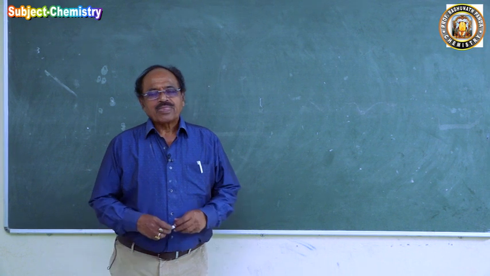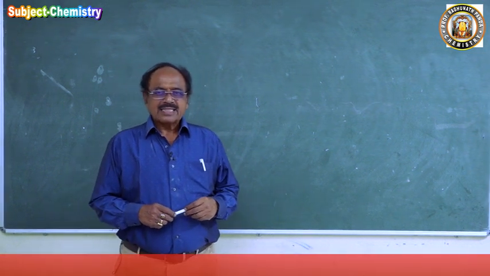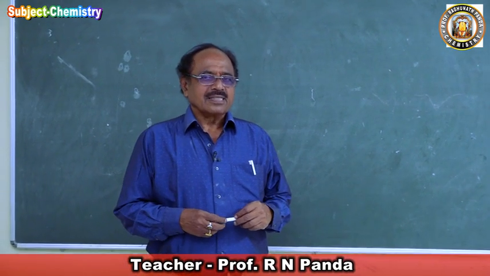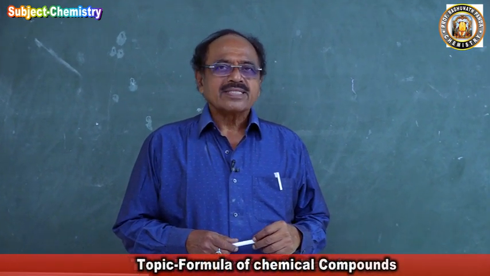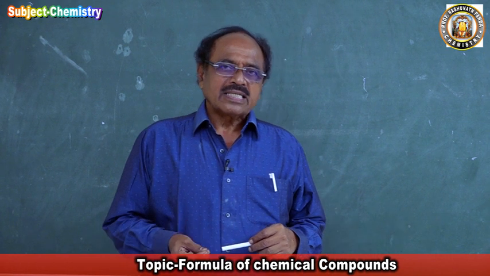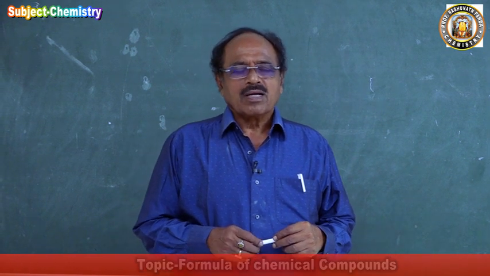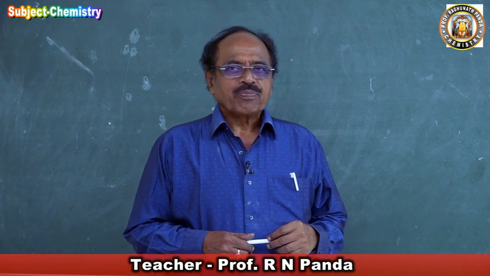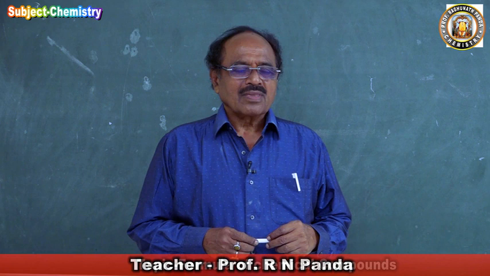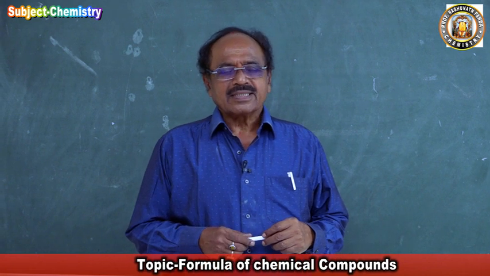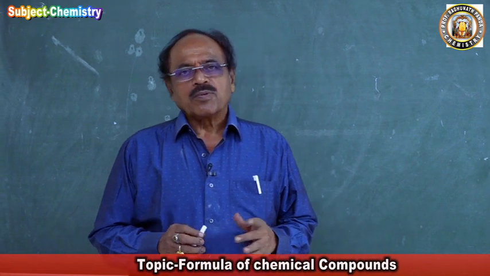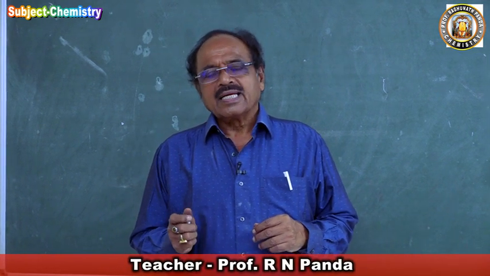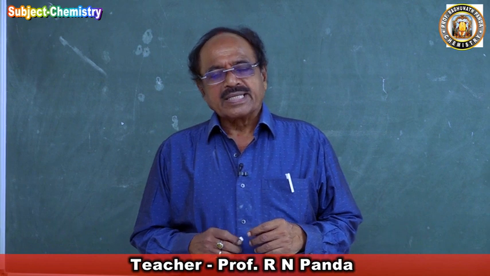Dear students, last class I discussed with you the acid radicals, which I call oxy anions. What is an oxy anion? When an element combined with oxygen forms an electronegative radical, it is called an oxy anion. They are otherwise called acid radicals, and we discussed that oxy anions are compound electronegative radicals.